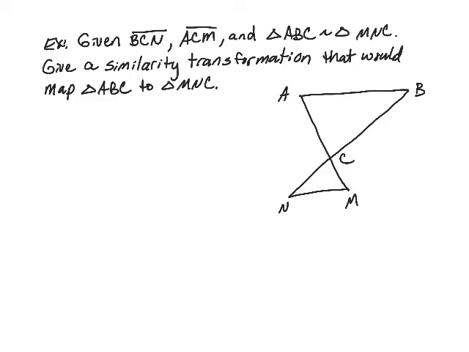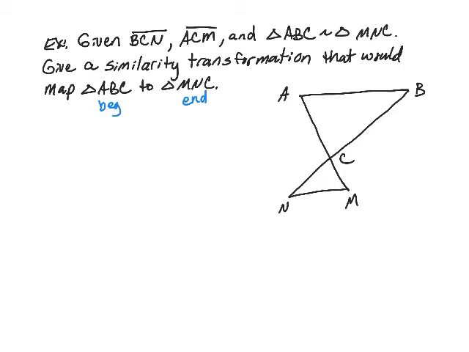Okay, so here's our next example. We're given that B, C, N lie on a line segment, A, C, M are also collinear, and the two triangles are similar. So we're going to do this again. We want to map ABC to MNC. So again, this is the end, this is the beginning. So we need to get ABC to MNC.